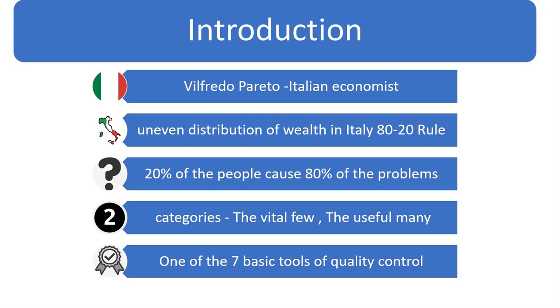This Pareto Principle was named after an Italian economist, Vilfredo Pareto. He saw something fascinating in Italy. He saw that 80% of the land in Italy was distributed among 20% of the population.